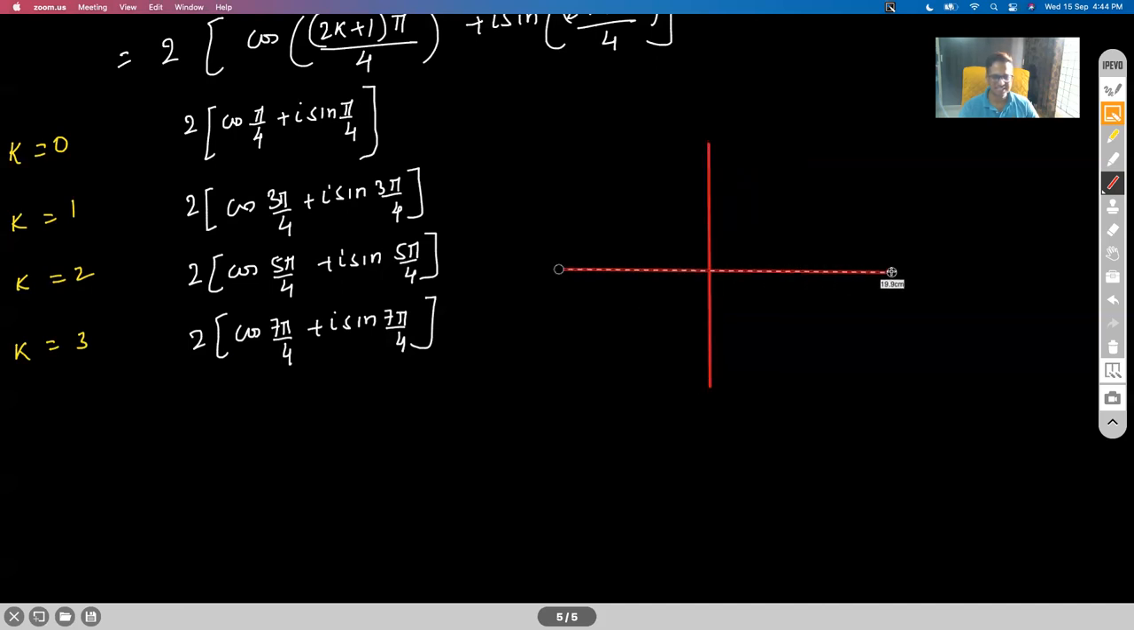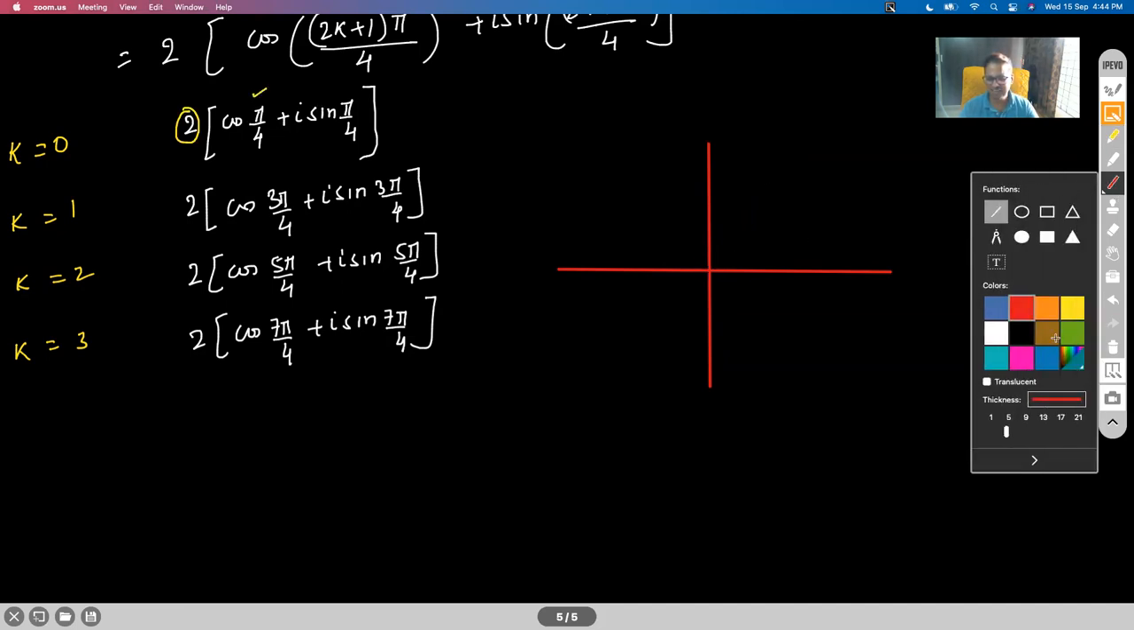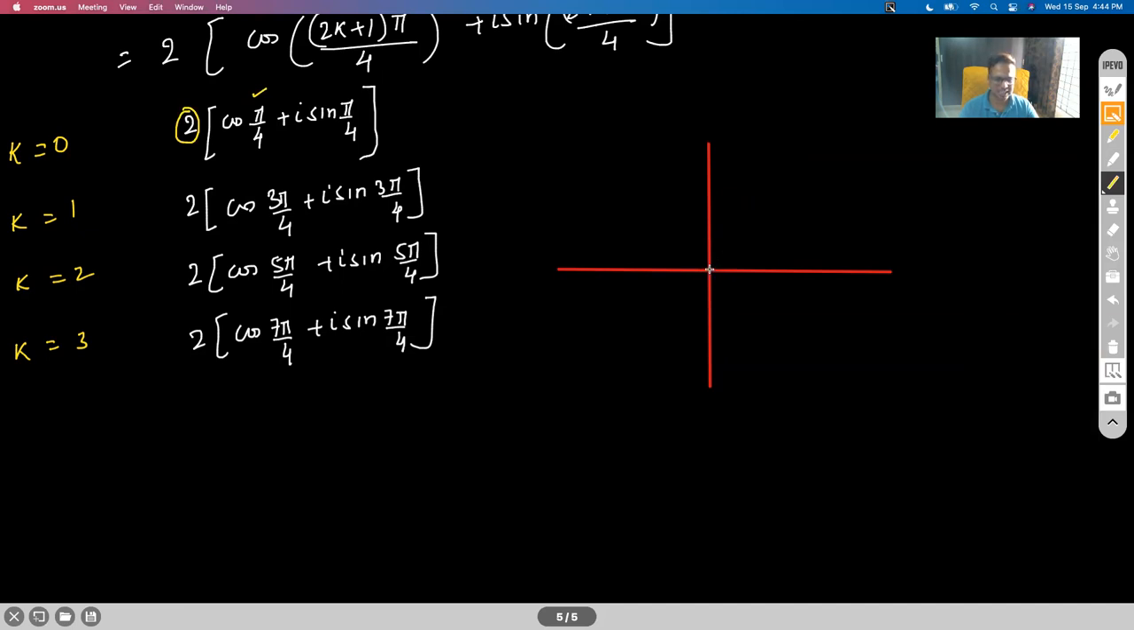All of you, please pay attention. The first root will be located at a distance of 2 and at an argument of π/4. So I'll make a simple plane diagram over here and locate my first root. Can I call them alpha, beta, gamma, delta, just to refer to them? So this is your alpha position. This complex number or this root will be your alpha.